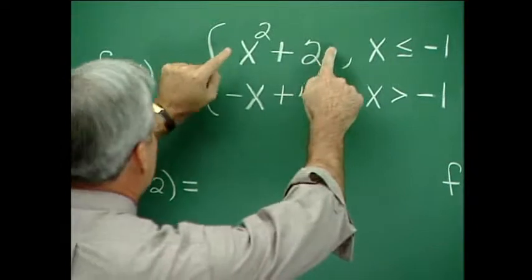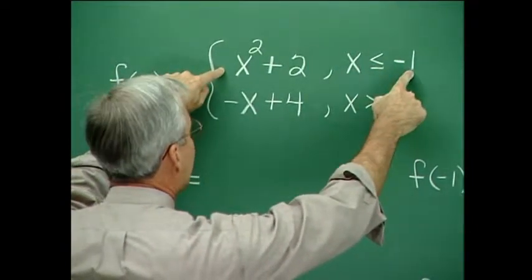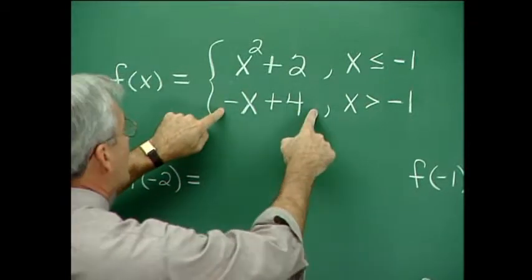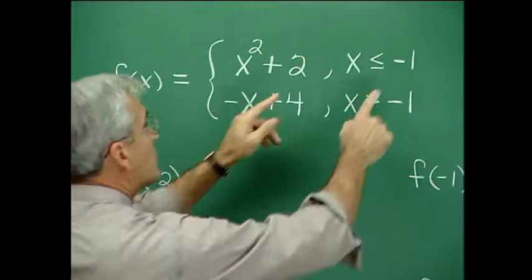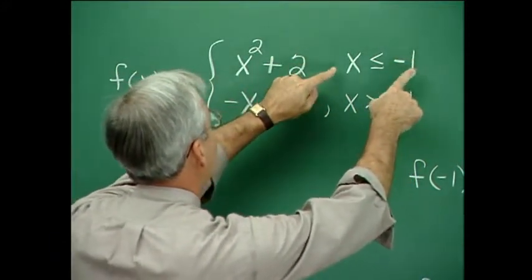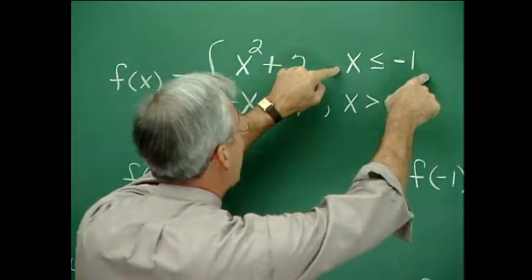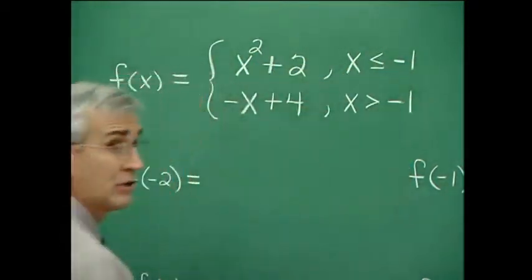f of x is this expression when x is less than or equal to negative 1. But f of x is minus x plus 4 when x is greater than negative 1. So these are the definitions for the domain, and the function is defined this way in that part of its domain, and this way in this other part of its domain.